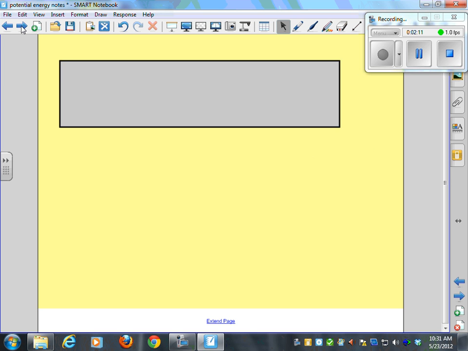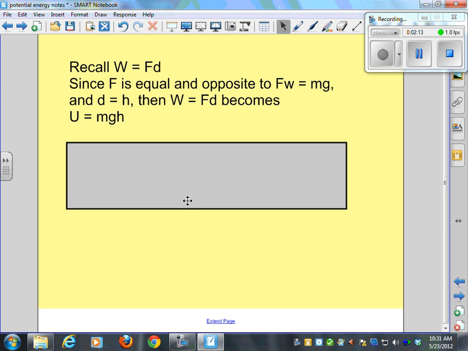Alrighty. So remember our old friend W equals Fd? Since the F is equal and opposite to the weight force. So when you're lifting something, the force that you require is equal to the weight force, which is equal to mass times gravity. We're going to go with d being h for height. It can remain as d if we want. So Fd simply becomes mgh.